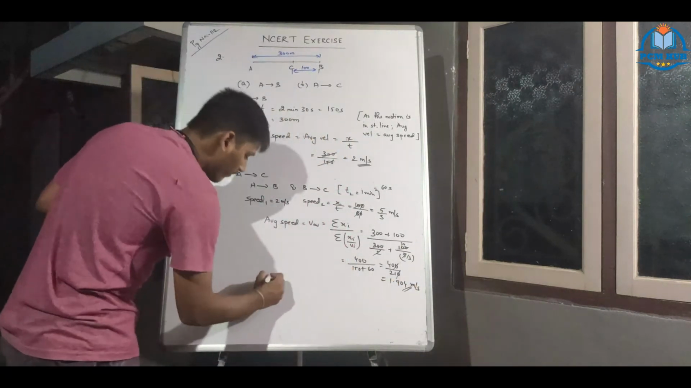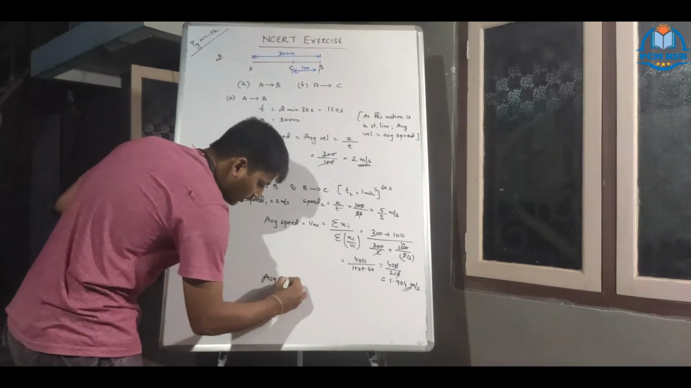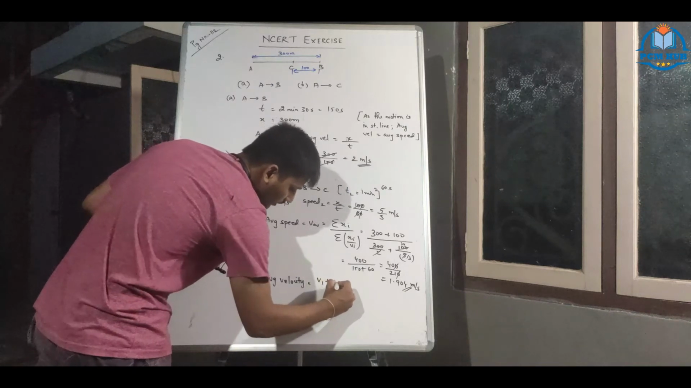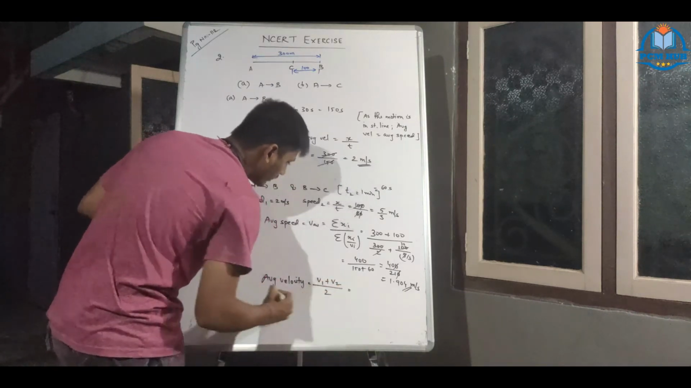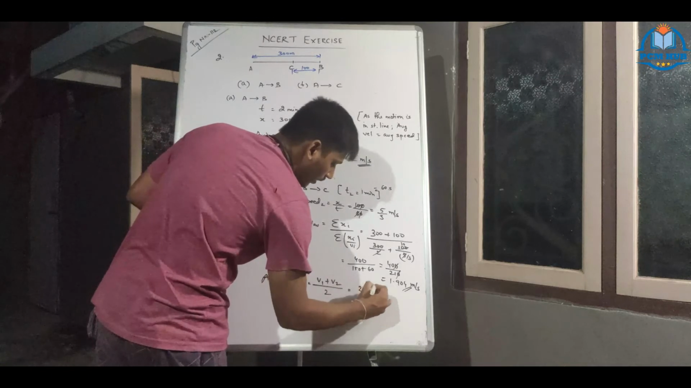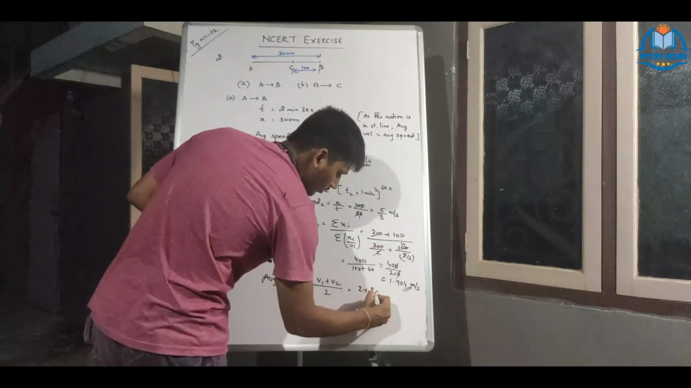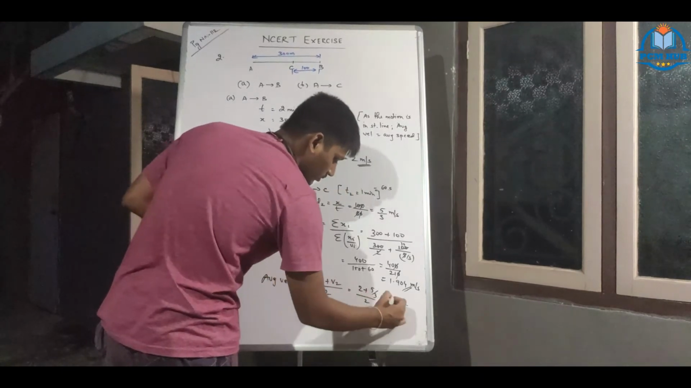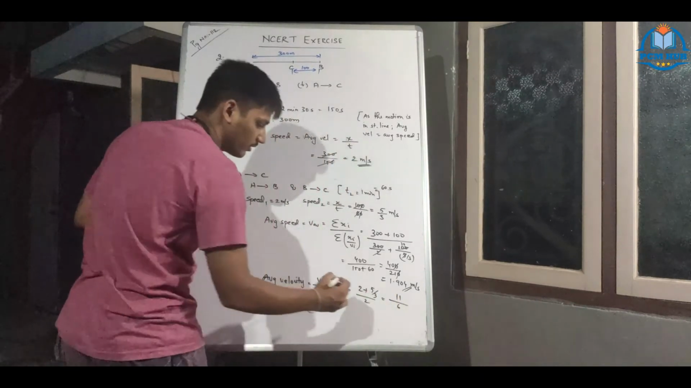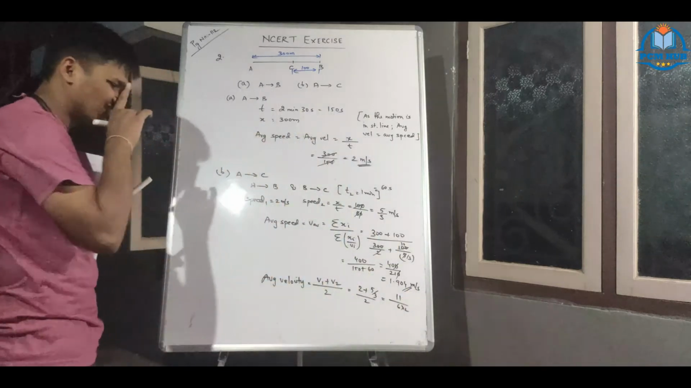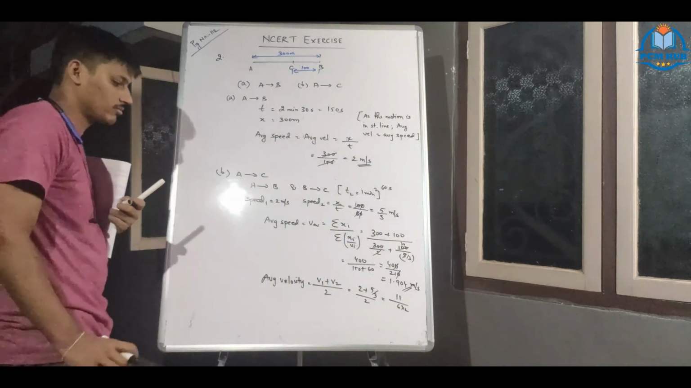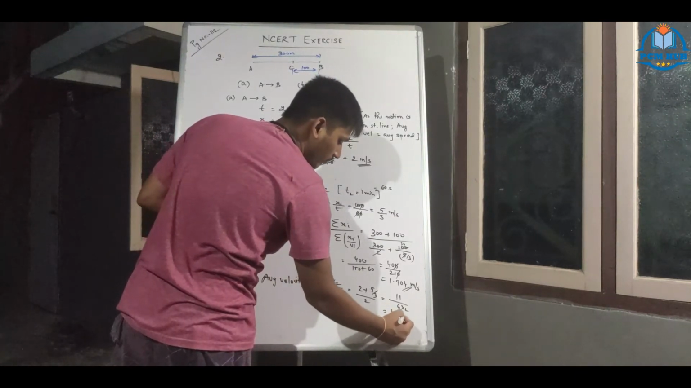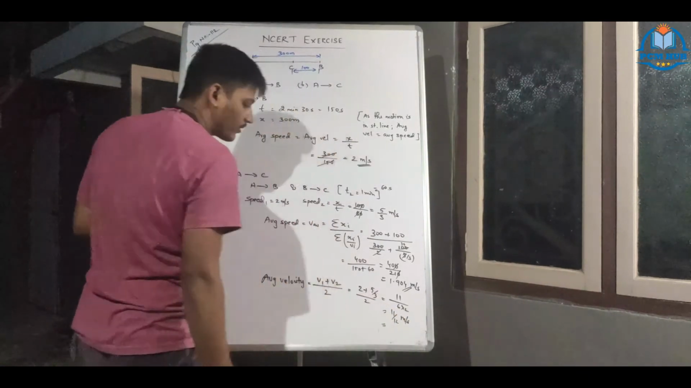Okay, next, average velocity. What is average velocity? V1 plus V2 by 2. V1 is 2. V2 is 5 by 3, divided by 2. So you'll get 6 as the LCM: 3 twos are 6, 6 plus 5, 11 by 6 into 2. Clear? So 11 by 12 meters per second. What is the answer? 11 by 12.